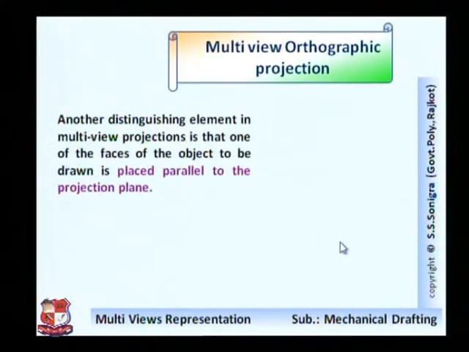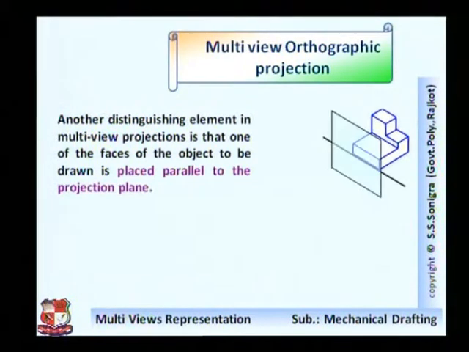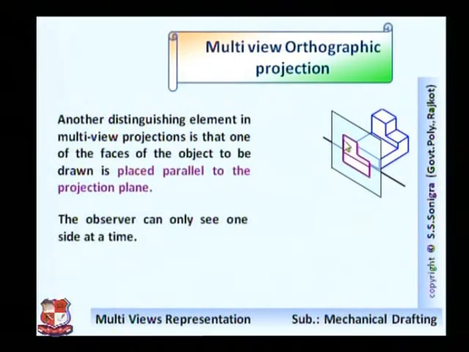Another distinguished element in multi-view projections is that one of the faces of the object to be drawn is placed parallel to the projection plane, like this. This is the cutting plane or projection plane. This is an object. If you look from here, this is the front view. The observer can only see one side at a time. We can see only one side, this side only. We are unable to see this side. That is assumed or presumed in this assumption.